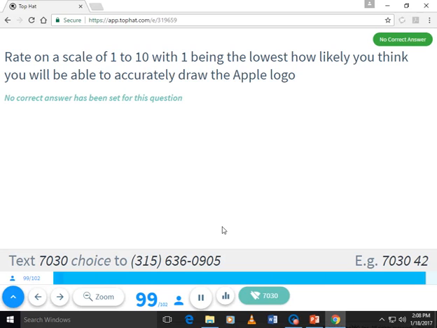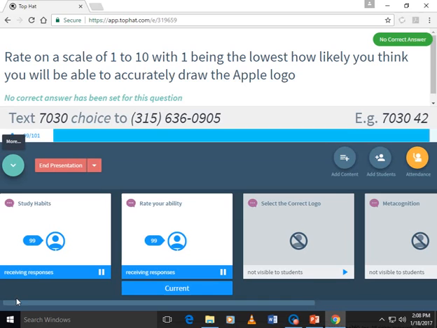Again, no peeking, because I'm going to have you pick out the Apple logo out of a lineup in a second. I know it's hard for some of you because it's on the keyboard in front of you. I'm not going to judge your artistic ability.